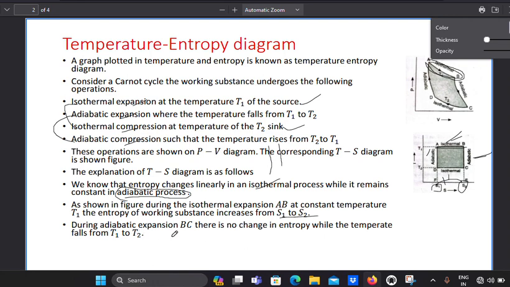During the adiabatic expansion BC, entropy remains constant but temperature falls down. Here entropy remains constant, temperature falls from T1 to T2. For it to fall, we have to come in this direction. So while we are moving from B to C, entropy does not change but temperature decreases, from T1 to T2. So this is an adiabatic process, adiabatic expansion. The earlier one is isothermal expansion.